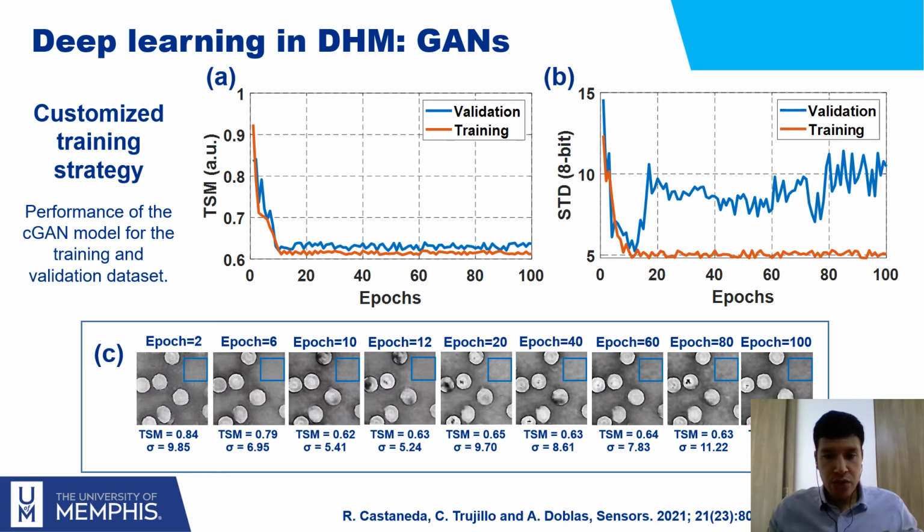That's why we use a customized metric, in this case a metric that accounts for the number of phase jumps in the resulting image. But we also tested the standard deviation. The standard deviation is related to the noise. So if we have good high quality images, the noise must be lower.